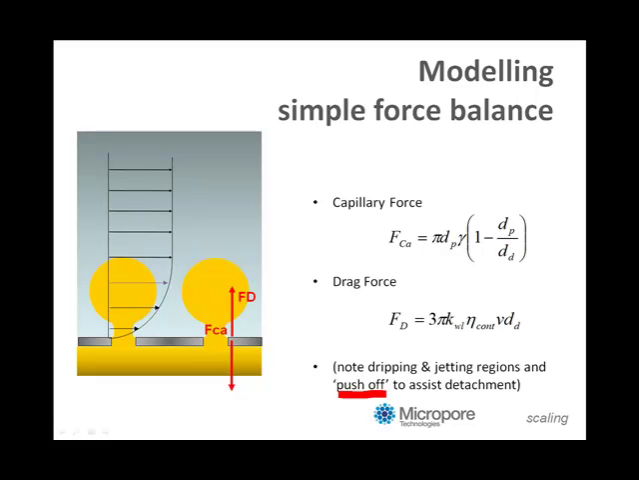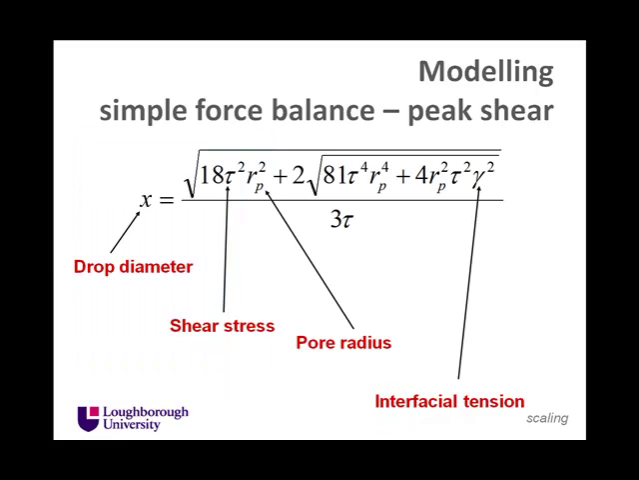So the basic model, capillary force and just the drag force, this predicts the drop size diameter. It says it's a function of the shear stress. Well, we've seen that with the dispersion cell results.